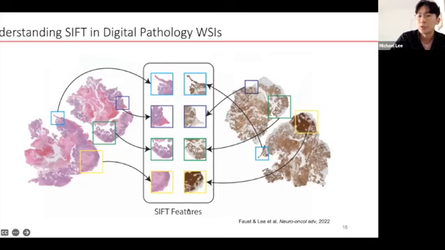And just to demonstrate this in a simplified cartoon, this is essentially what happens when we run SIFT using digital pathology whole slide images. So on the left, we have an H&E stained whole slide image, and on the right, we have an IHC stained whole slide image. And it would take different features and key points from these two images and match them together. And from there on, we can do downstream analyses that combine both the H&E and the IHC.